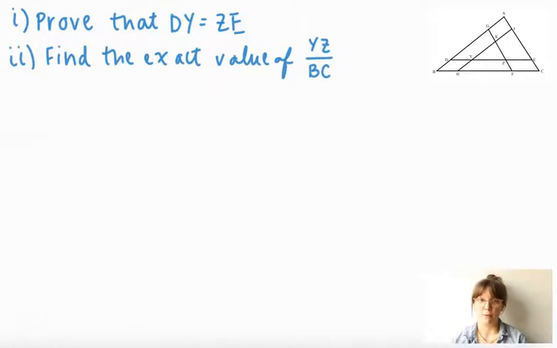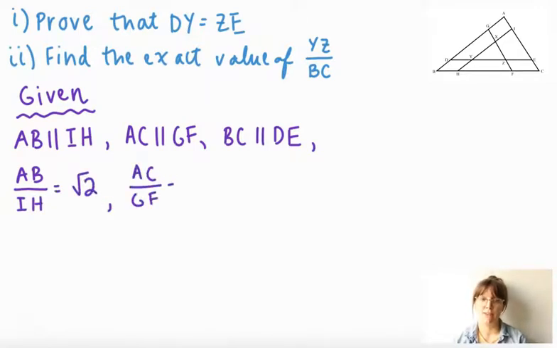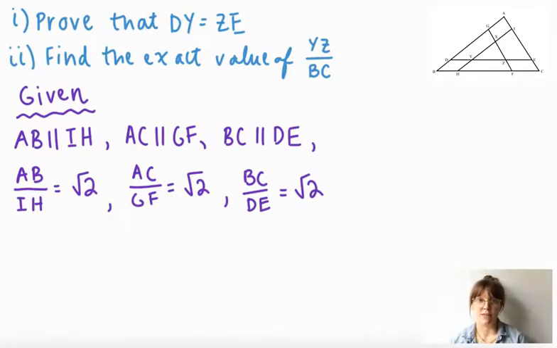So we're going to start with part 1, but before we get into that, let's talk about what's given, or what information is provided. In our triangle, we know that AB is parallel to IH. We also know that AC is parallel to GF and that BC is parallel to DE. Now we also know that AB on IH is equal to root 2, AC on GF is equal to root 2, and BC on DE is equal to root 2. Before starting these types of problems, I always find it's helpful to write down what's given, just because seeing that information in your own handwriting can sometimes make things click or make it easier for yourself later on. But anyways, we'll come back to that information later when we need it.